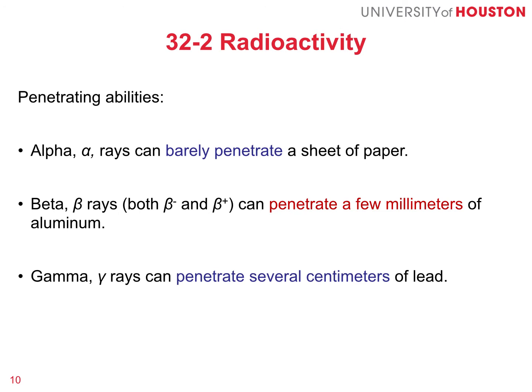Now, in terms of the penetrating abilities, and by this we mean how far these particles can travel in some sort of medium, an alpha ray can barely penetrate a sheet of paper. Beta rays can go further, and it takes a few millimeters of aluminium in order to stop these rays, and finally gamma rays can penetrate several centimeters of lead, which means out of all of the types of radioactive decays, these ones can go through the most material.